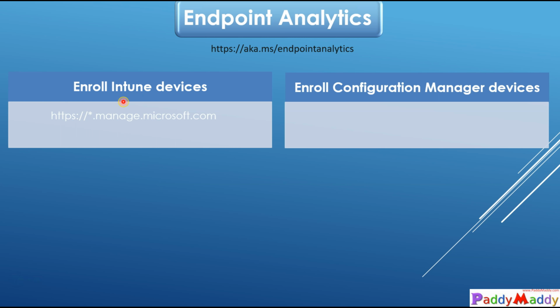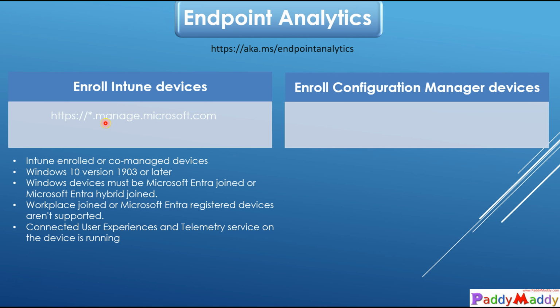For enrolling Intune devices, once a device is enrolled, it will manage with the help of a URL called manage.microsoft.com. That's where it's going to send the data. However, if you are enrolling Config Mgr devices, it uses Microsoft Graph as well as manage.microsoft.com. Both URLs have to be allowed within your firewall so that it can communicate from the Config Mgr client point of view.